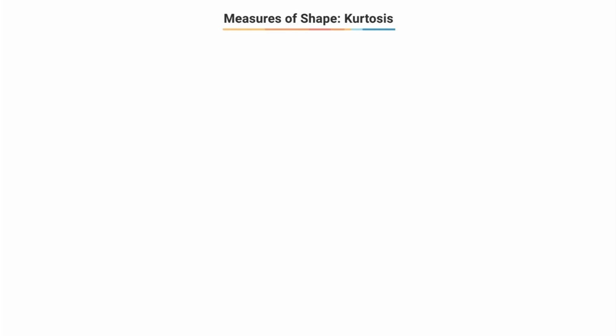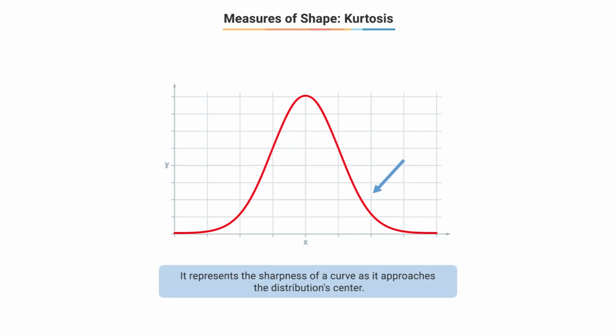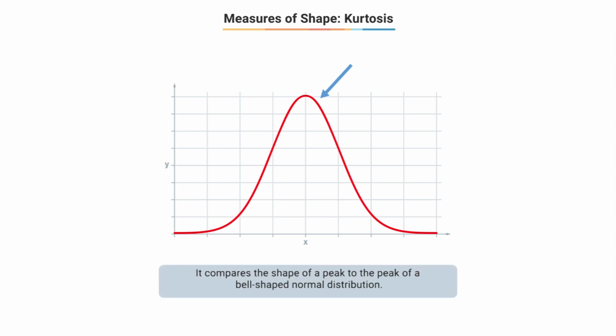Next, we move to the kurtosis measure. Kurtosis measures the peakedness of the curve of the distribution, that is, how sharply the curve rises approaching the center of the distribution. Kurtosis compares the shape of the peak to the shape of the peak of a bell-shaped normal distribution, which by definition has a kurtosis of 0.